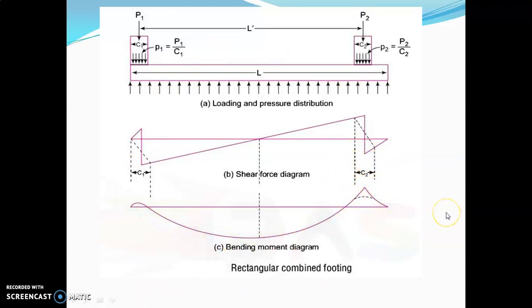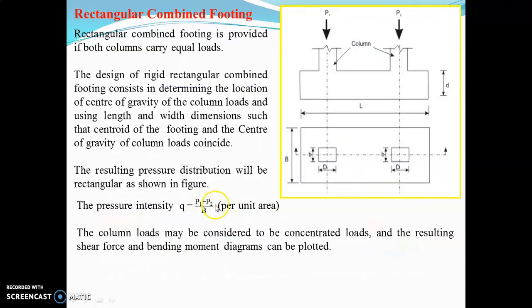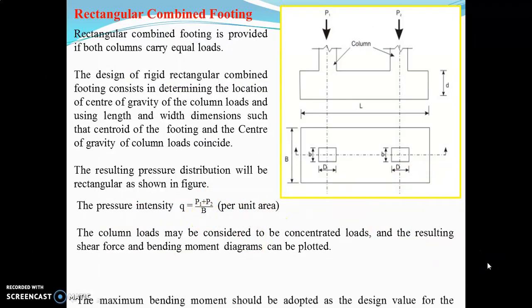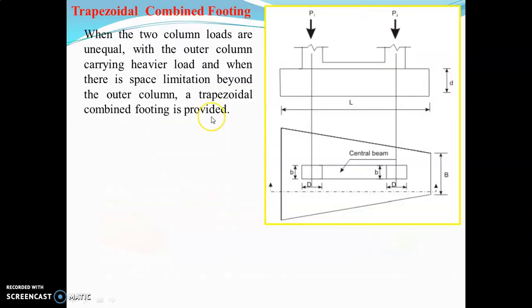If you are asked to design the rectangular combined footing, you have to do it like this. I mean, using this formula, that is, pressure intensity is equal to (P1 plus P2) divided by B. Using this formula you can design the rectangular combined footing. Okay, next let us discuss the trapezoidal combined footing.